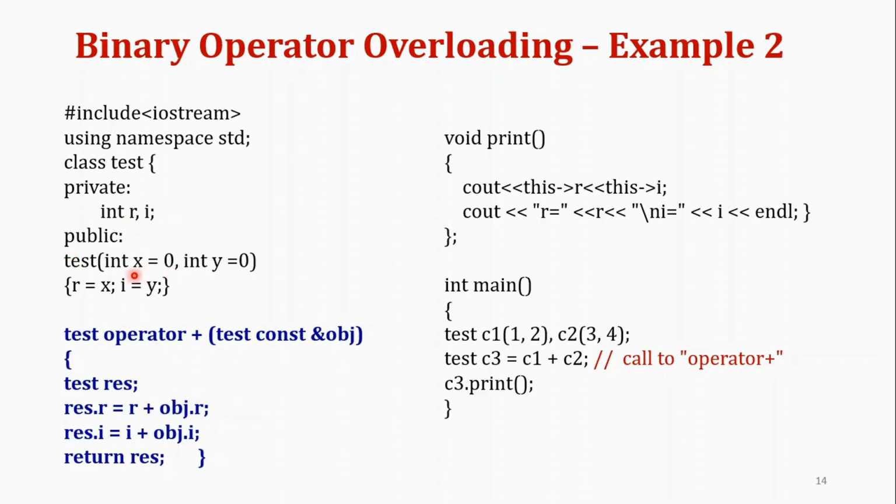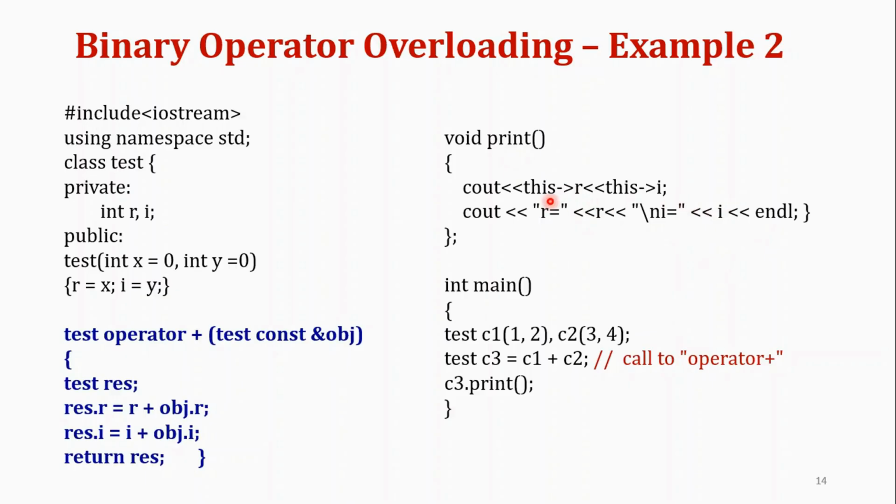And in the same way, instead of x, I'm having y also. So r equal to x and I equal to y. Real will be x and imaginary will be y. And the same operator plus is going to have one object explicitly and one object implicitly, and the res object, res.r, will be r plus obj.r, and res.i would be i plus obj.i. So the real part we already had, and here I added only the imaginary part. And similarly, print will be displaying r and I.